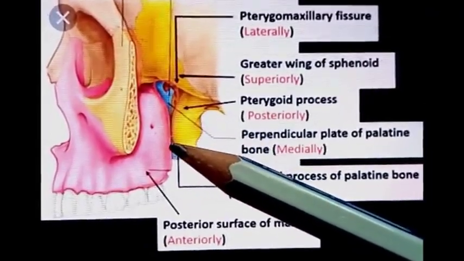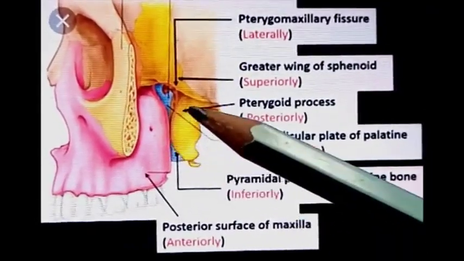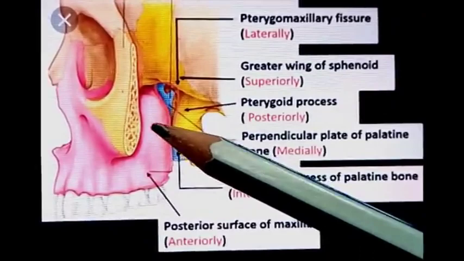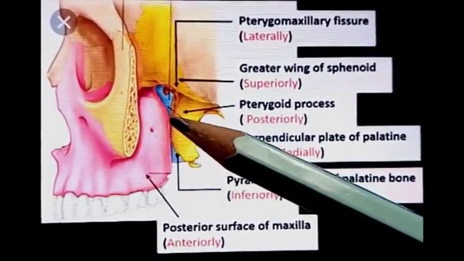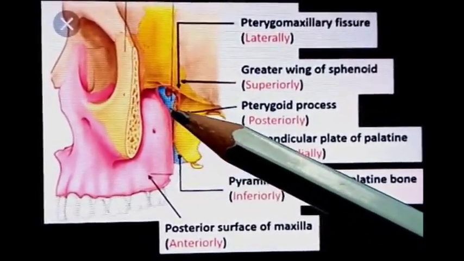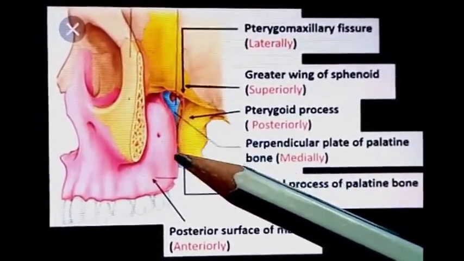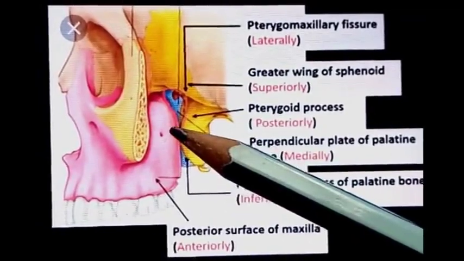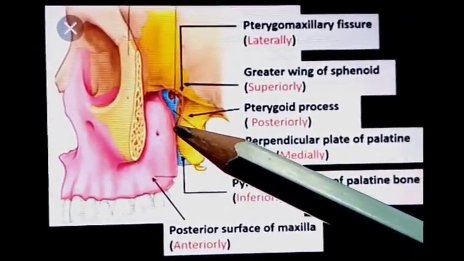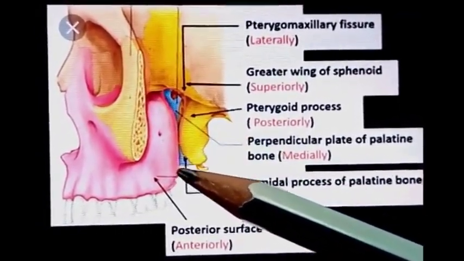The lateral boundary is formed by the pterygomaxillary fissure. So between the pterygoid process and the maxilla bone, where these two bones are uniting, there is a small breach in the bone, meaning separation between the two bones is present. That is known as the pterygomaxillary fissure. So this fissure is forming the lateral boundary of the fossa.